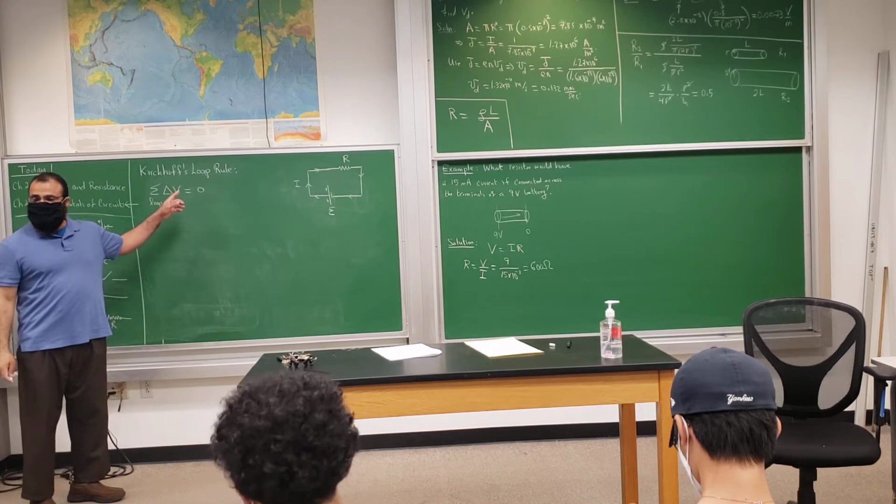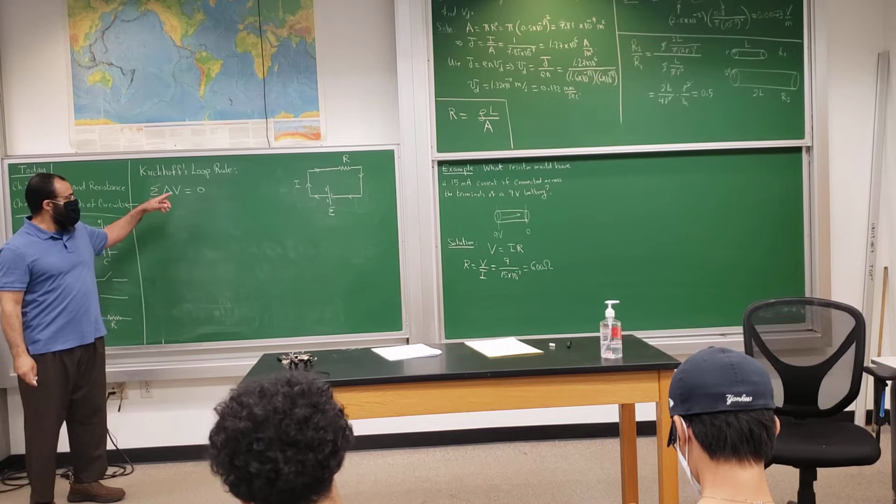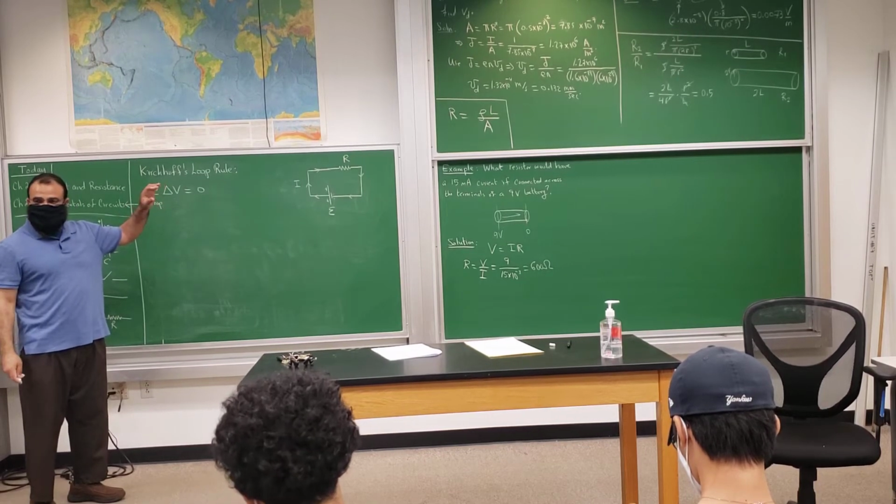This is true because the field is conservative, right? The electrostatic field is conservative. E dot dl over a closed loop is always 0.